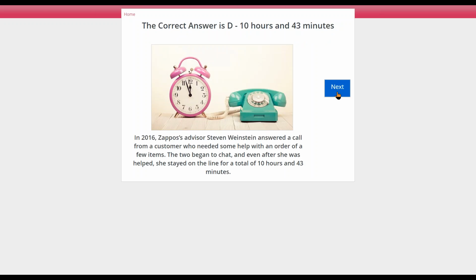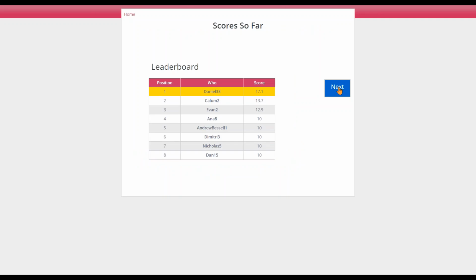In 2016, Zappos advisor Steve Weinstein answered a call from a customer who needed some help with an order of a few items. The two began to chat, and even after she was helped, she stayed on the line for a total of 10 hours and 43 minutes. That certainly was one very long call. Probably went beyond the actual shift there. So who's leading? We've got Daniel in first place.